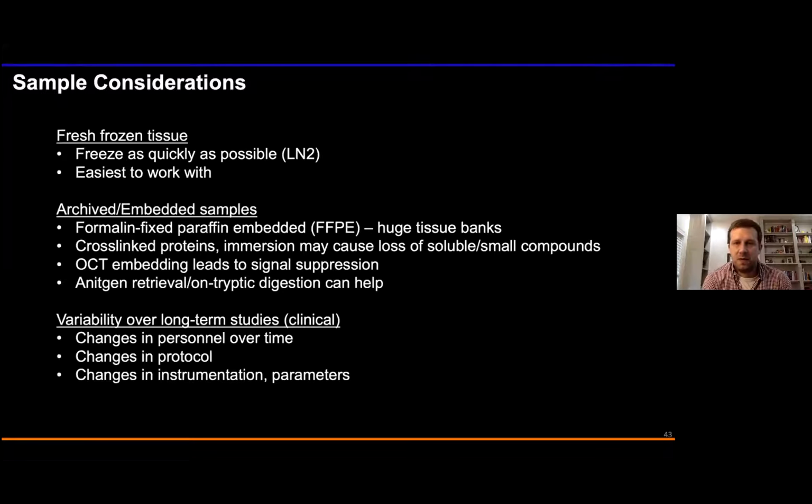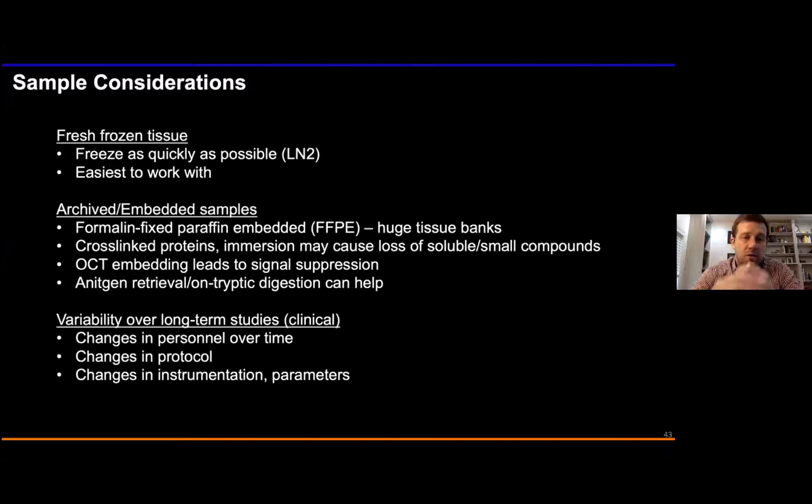So one of the most important things to consider when we start the experiment is the type of sample that we get. So we prefer to use fresh frozen tissue. So we freeze this typically as quickly as possible using dry ice or maybe liquid nitrogen. And this tends to be the easiest type of tissue to work with, especially for metabolomics and lipidomics experiments.